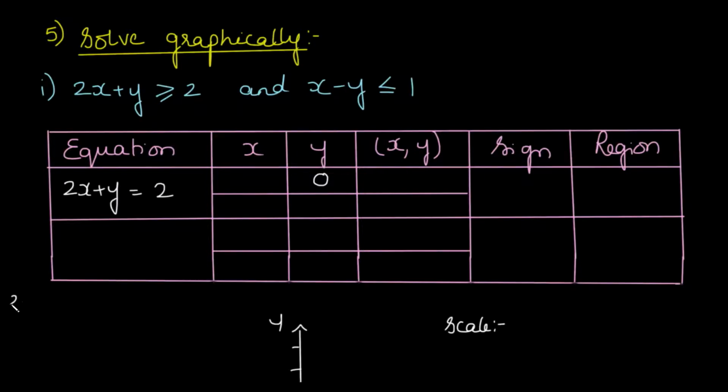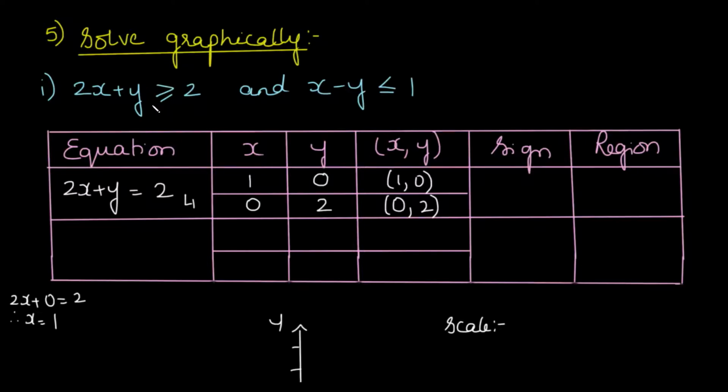When y is 0, we are going to get 2x plus 0 is equal to 2 and therefore x is equal to 1. So x is 1. Same way, when x is 0, 2x becomes 0 and therefore y becomes 2, so the y coordinate becomes 2 over here. So for the first line, say L1, one of the points on the line is (1, 0) and the other point is (0, 2). Now what is the sign given for this line?